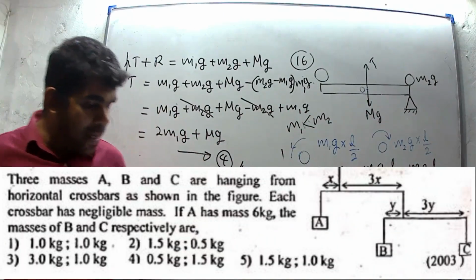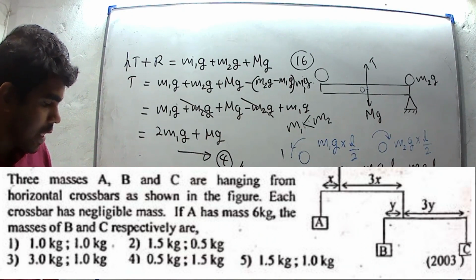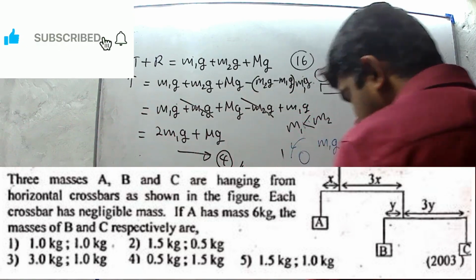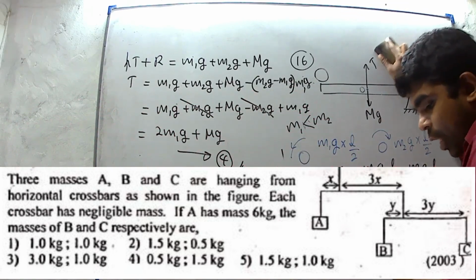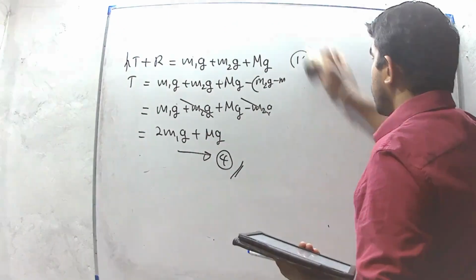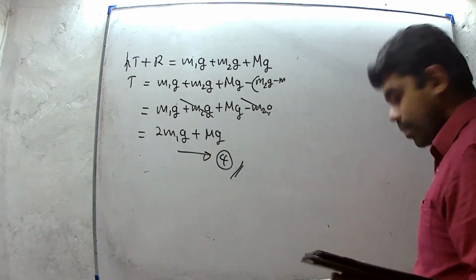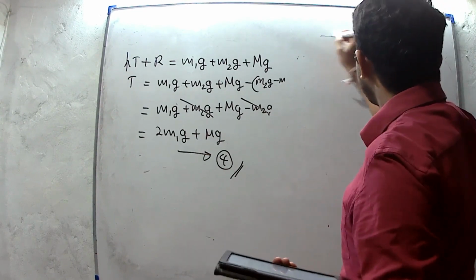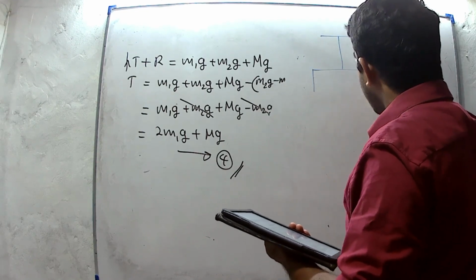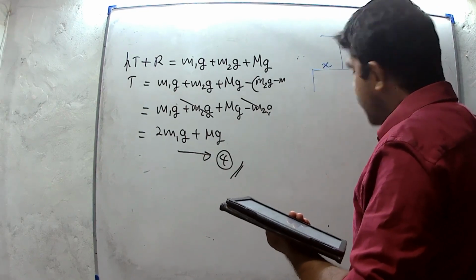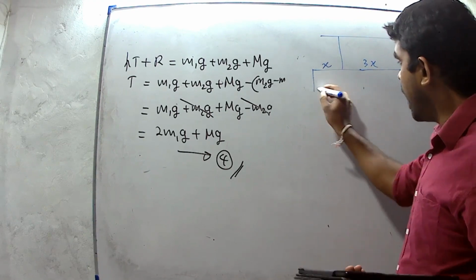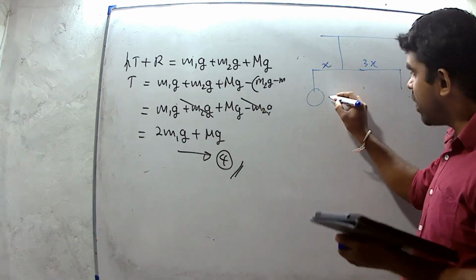Three masses A, B and C are hanging from a horizontal crossbar as shown in the figure. Each crossbar has negligible mass. If A has mass 6 kilograms, the masses of B and C respectively are. Now we have to consider the equilibrium. I will draw a rough sketch. This distance is x and this distance is 3x. Mass of A is given as 6 kilograms.